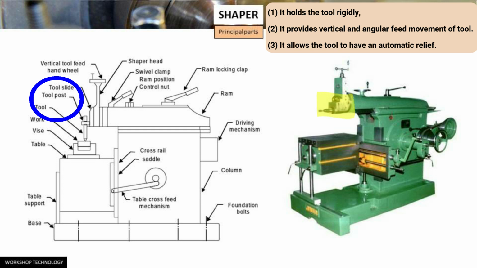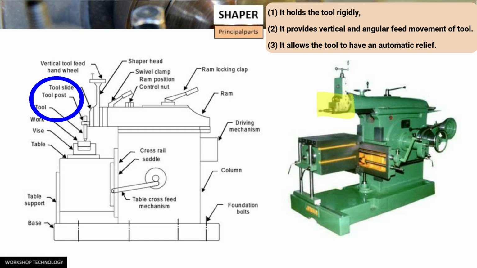By rotating the down feed screw handle, the vertical slide carrying the tool gives down feed or angular feed movement while machining a vertical or angular surface. The amount of feed or depth of cut may be adjusted by a micrometer dial on the top of the down feed screw.